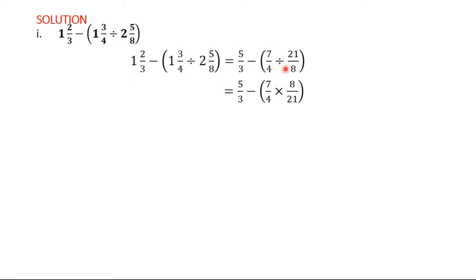Now we have a division in the bracket, so we'll do it. So we have 7 over 4 divided by 21 over 8. We know that if you have division, you change the division sign to multiplication as we have here. Then you turn this upside down. So 8 becomes the numerator, 21 becomes the denominator, as we learned in the previous video.